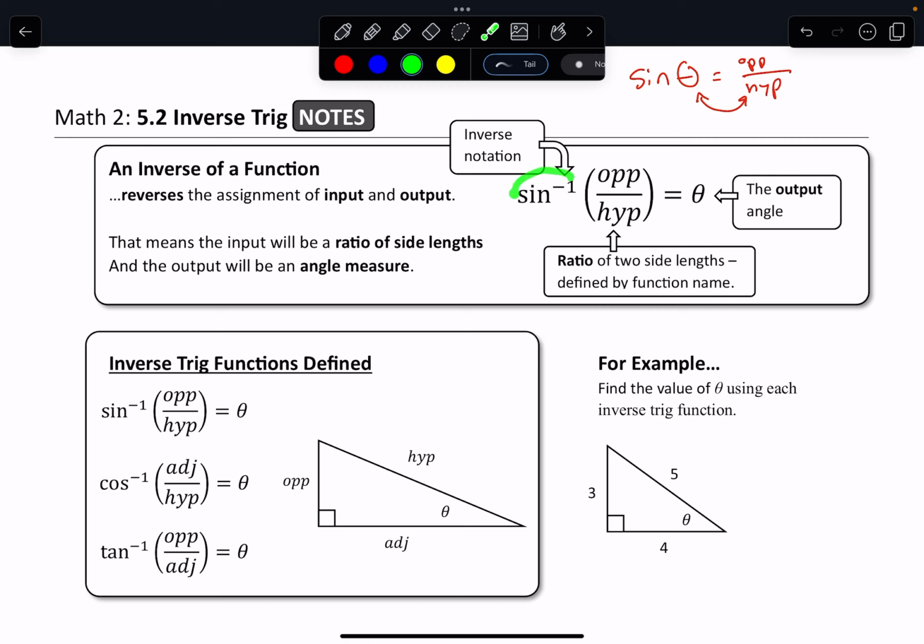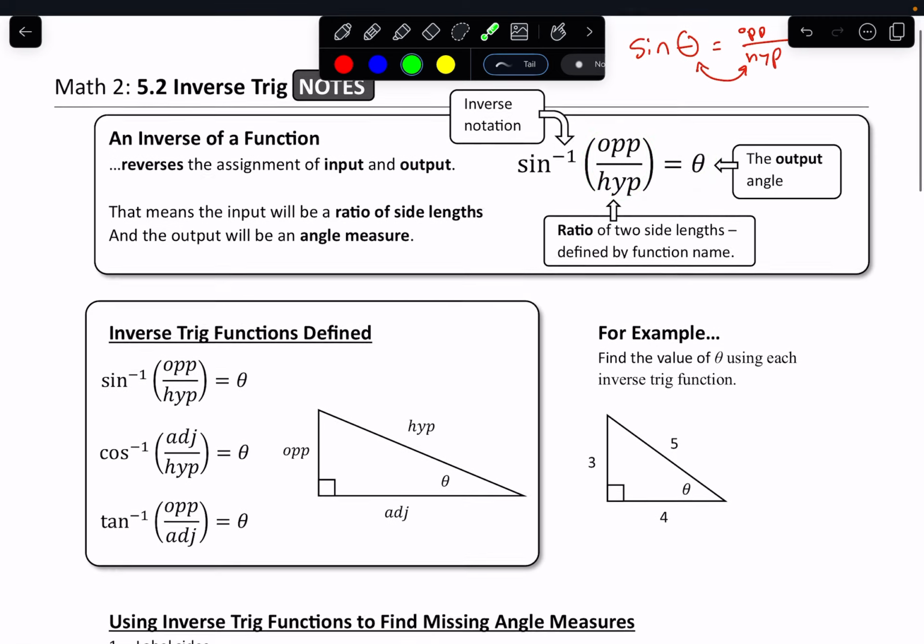This sine to the -1 means inverse sine. So you're not raising sine to the -1 power. You are doing the inverse of sine. And what comes after the inverse of sine, instead of an angle like normal sine, you get the ratio of sides. And the angle goes on the opposite side, where the ratio used to go. So these two are just switching places. And again, what's cool about that is if I know two of my triangle sides, I can find an angle without knowing anything else.